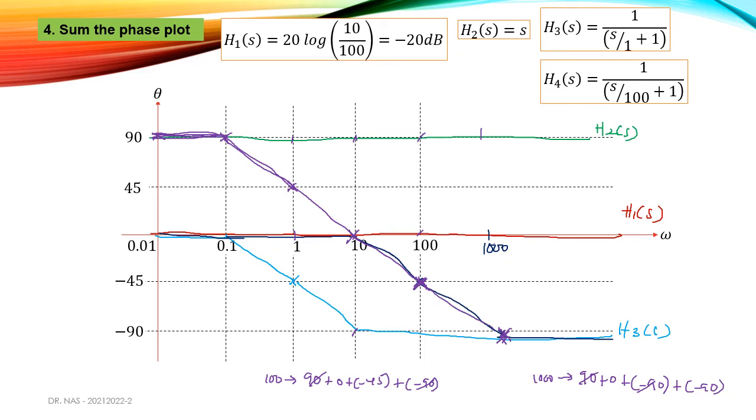Okay, there you are. Alright, so next, if you continue until the next cycle, 10,000, it's 90 plus 0 minus 90 minus 90, and it keeps minus 90 onwards, so it's constant over there. So the purple one is your H(s).